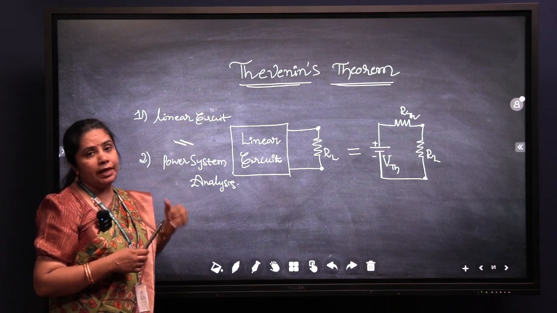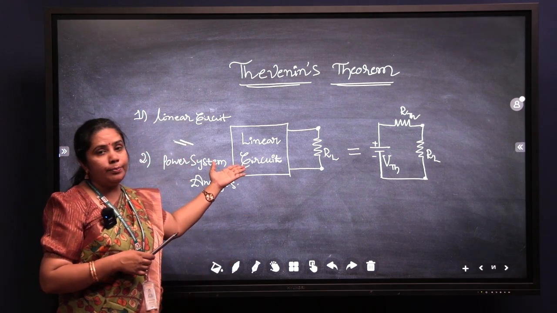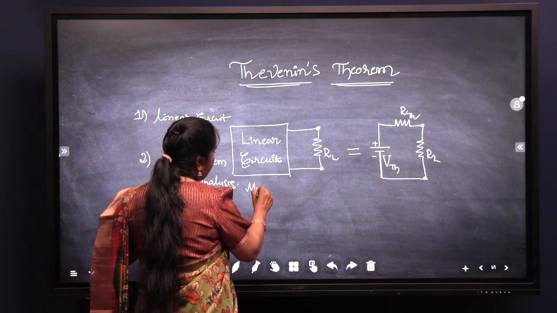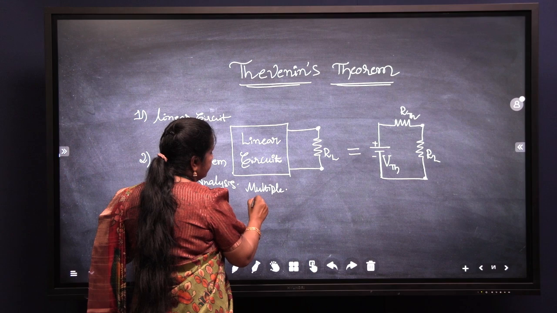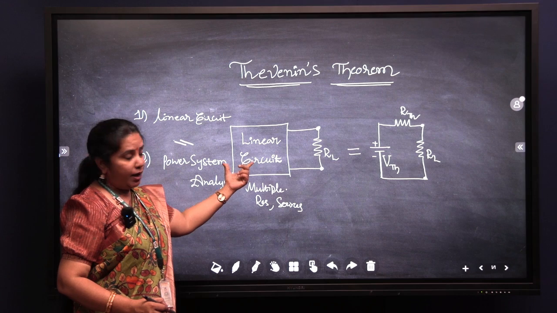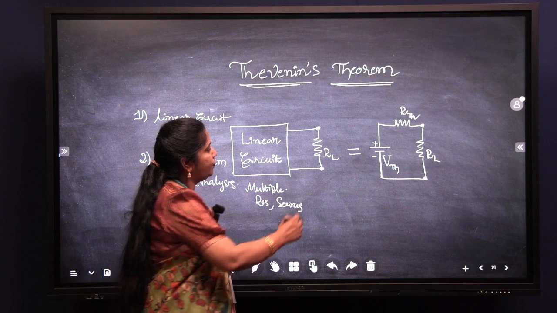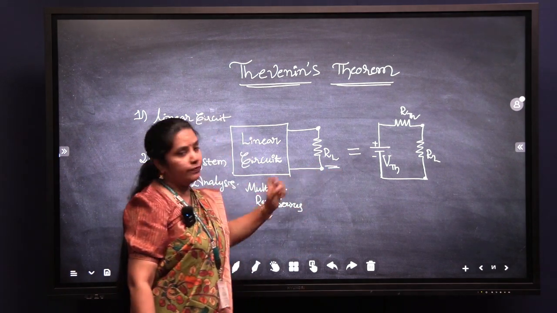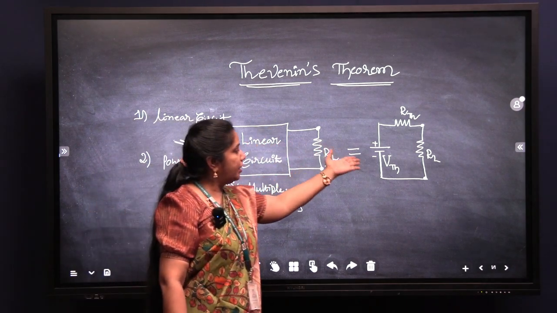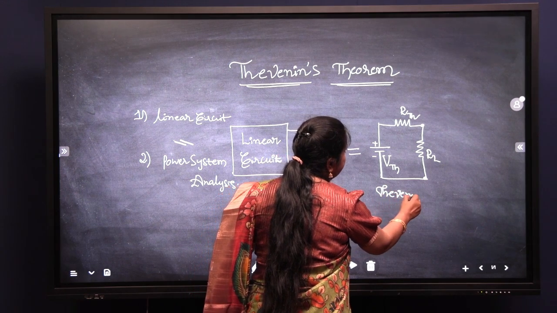While giving the statement for Thevenin's theorem, any linear circuit consisting of multiple sources and multiple resistances is our linear circuit. This linear circuit, consisting of multiple resistances and sources, is across the load resistance. Here, the resistance with suffix L is nothing but the load resistance. So the entire circuit can be converted into a Thevenin's equivalent circuit. This is our Thevenin's equivalent circuit.